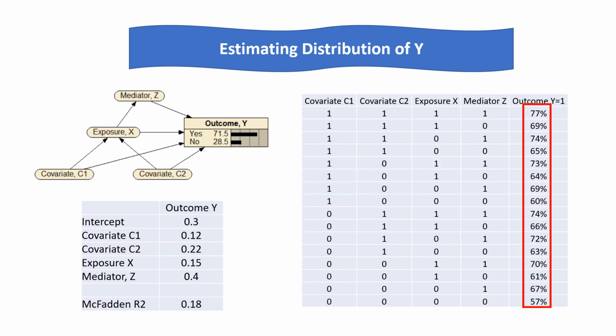The regression equation is used to calculate the probability of the outcome at every row of the factorial combination of direct predictors of Y. This provides the joint distribution of Y for different values of covariates, exposure, and mediator variables. The network also displays the distribution of Y, showing that on average it occurs 71.5% of the time.